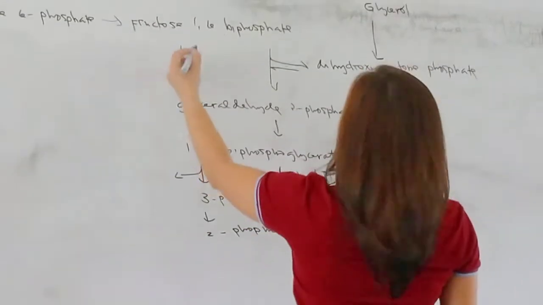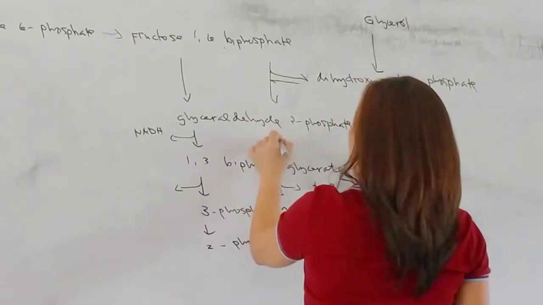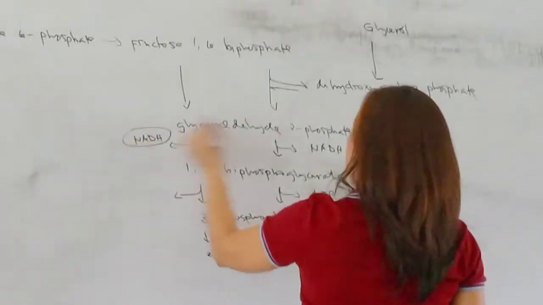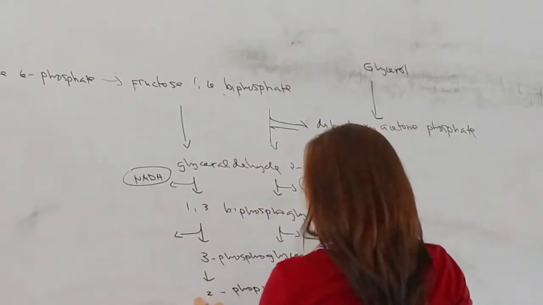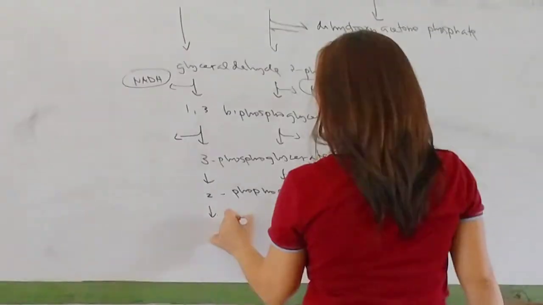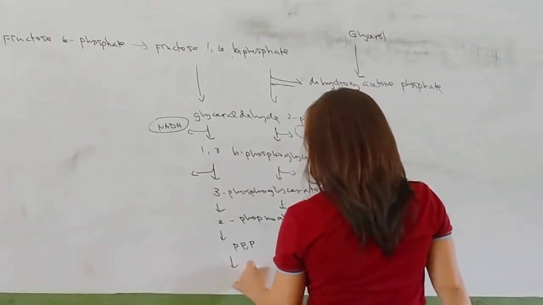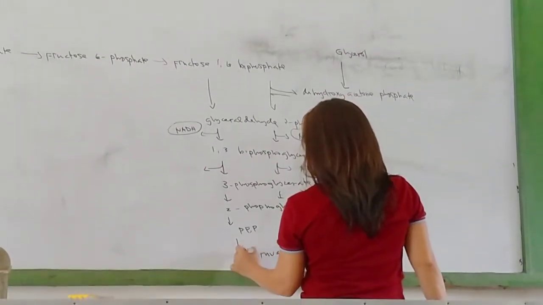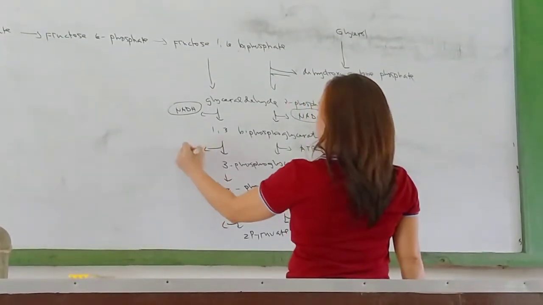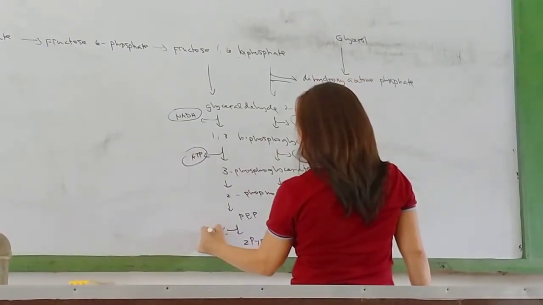Of course, there is NADH. So there is NADH here. Then you have PEP, phosphoenol pyruvate. And then you have pyruvate. So, two molecules. Then there's another ATP here. So you have ATP. We have ATP.